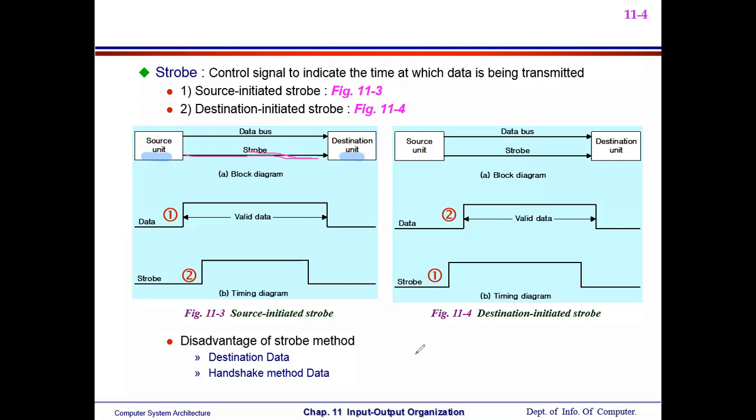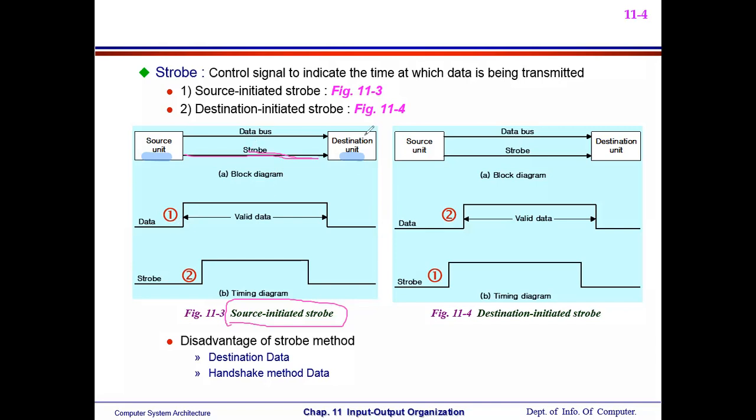Here we have two types of strobes. One is called source initiated strobe. Already we discussed what asynchronous data transfer is: the two units have their own clock signals and their own control signals. Now, who initiates the strobe signal, source or destination? Based on that, we have two different timings.